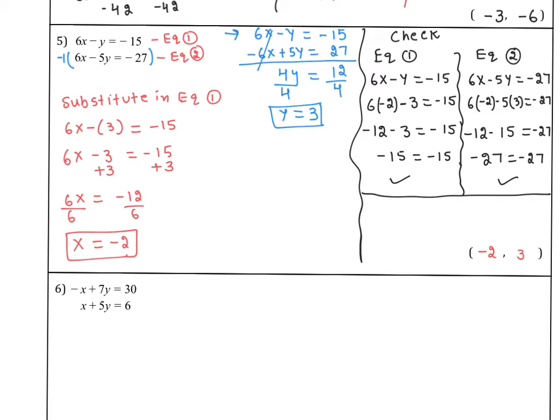Now you check by choosing equation number 1 and equation number 2 and plugging in x as negative 2, y as 3. When I did that for both equations, I got one side equal to the other side. That means negative 2 comma 3 is the solution of the system of linear equations.